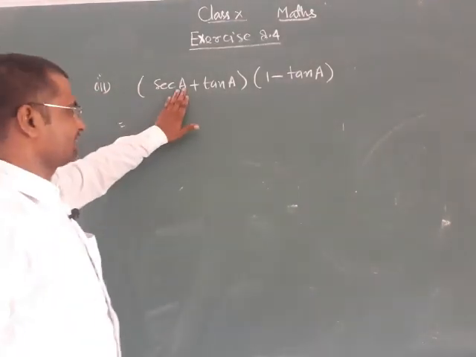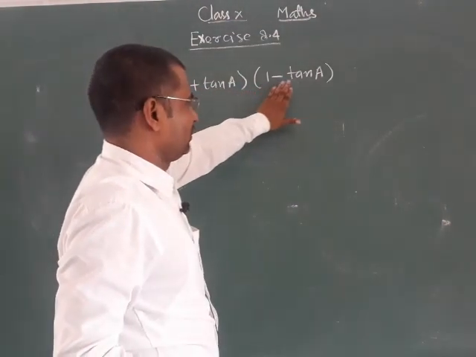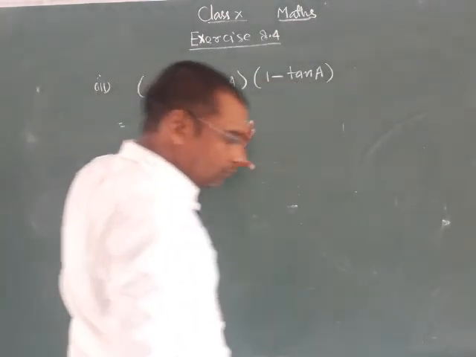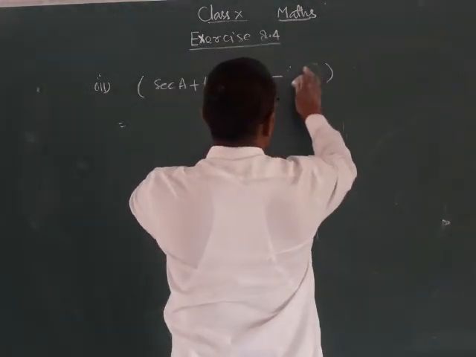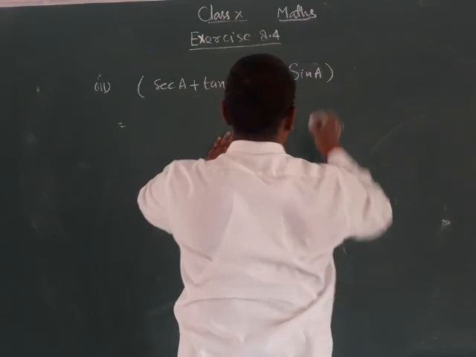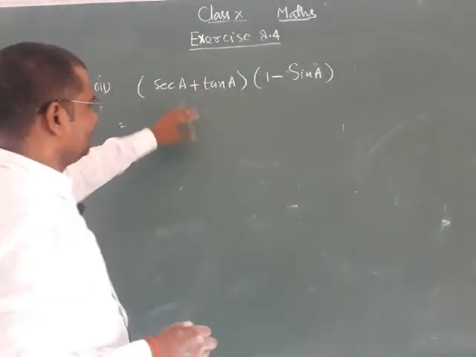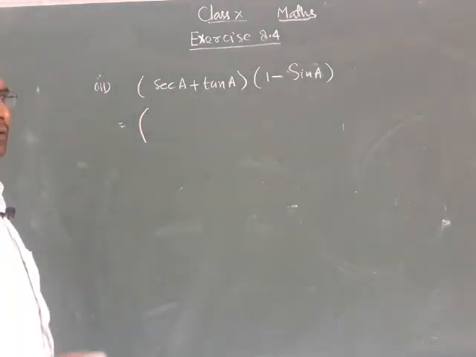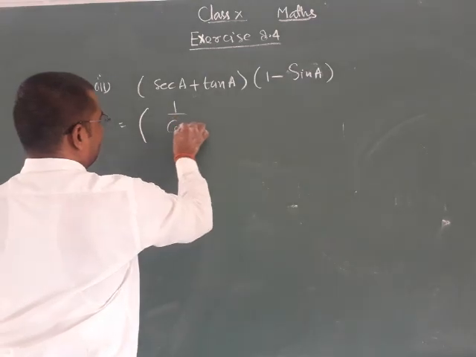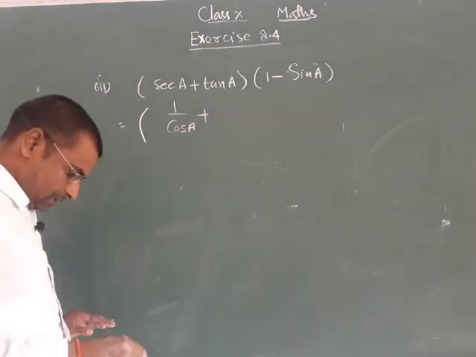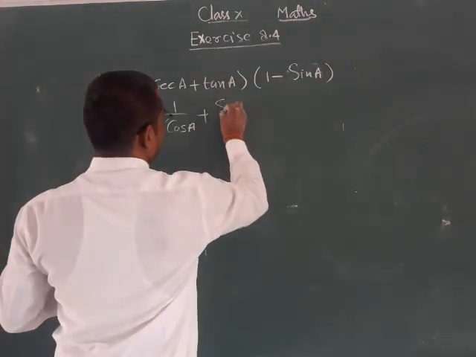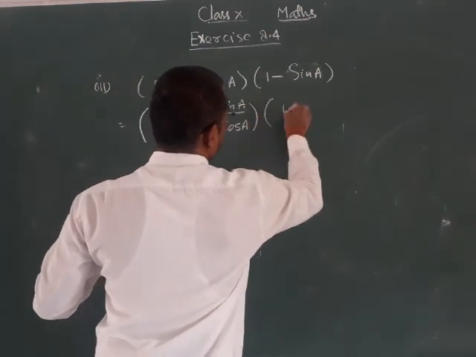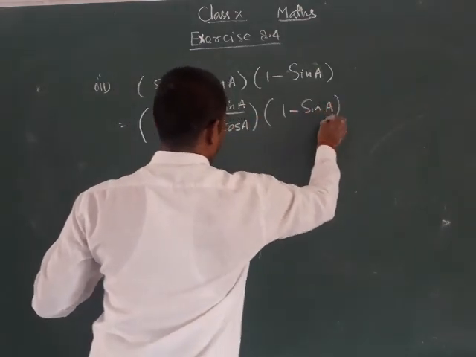Third part, sec a plus tan a and 1 minus sin a. So this is changed into original form. So sec a is 1 upon cos a plus tan a, sin a upon cos a, and 1 minus sin a.